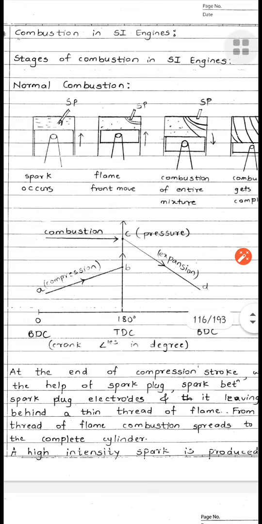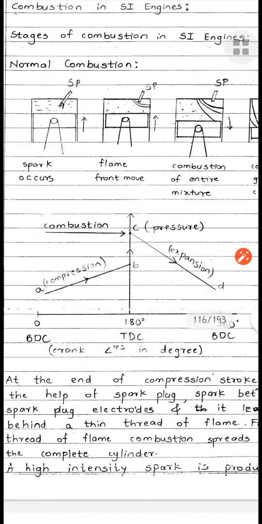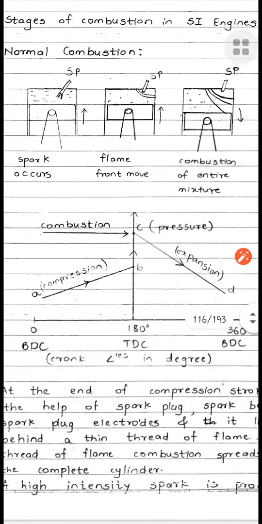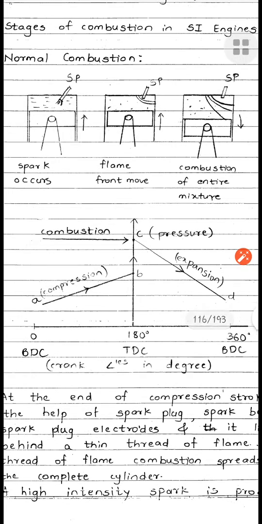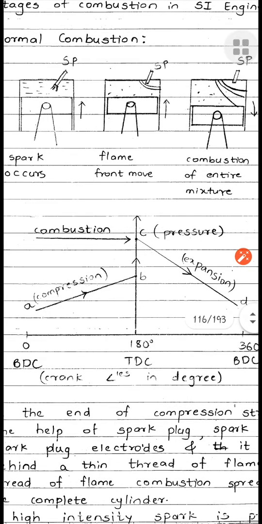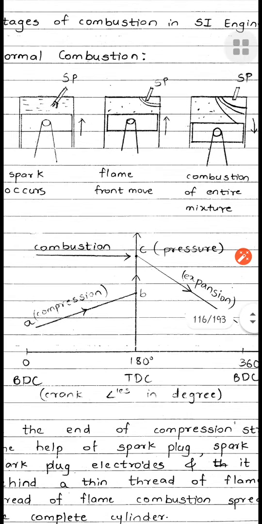Let us consider the first diagram. At the end of the compression stroke, the piston is moving from bottom dead center to the top dead center, and the spark plug provides the spark, which leaves behind a thin blue color flame. It is just like when we burn a candle, it leaves behind a blue color flame. Similarly, here after the spark plug provides the spark, it leaves behind a thin flame.